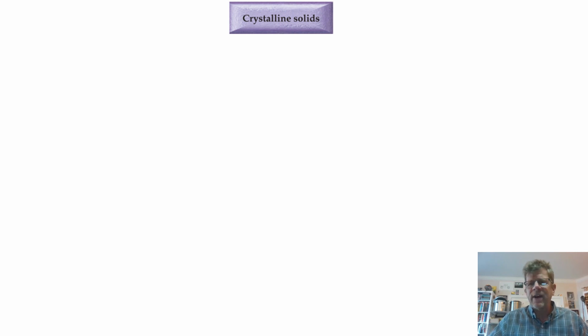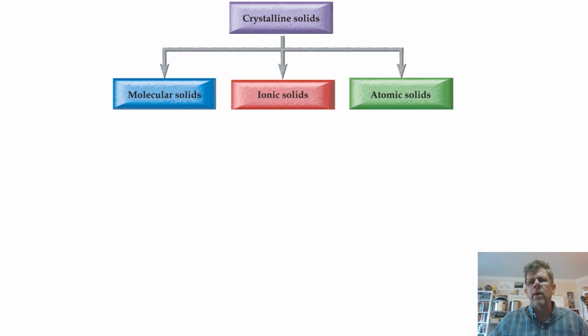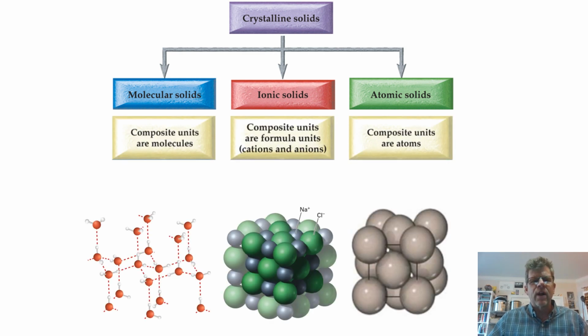There are three types of crystalline solids which we are going to be associating ourselves with: molecular solids, ionic solids, and atomic solids. Now, the basis of all of these, how we split them up, is their type of particle, and that type of particle is right within the name. In molecular solids, the composite units or particles are molecules. In ionic solids, the composite units are formula units, cations and anions. And atomic solids are simply made up of atoms.